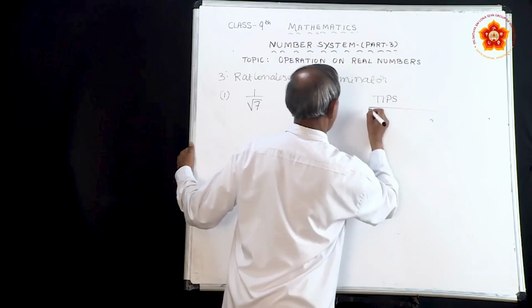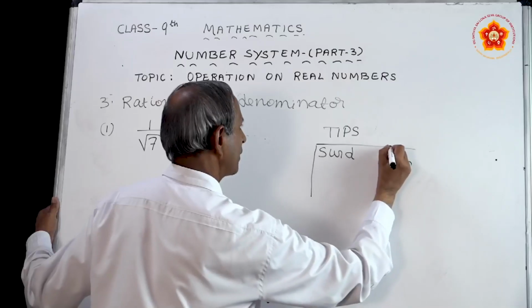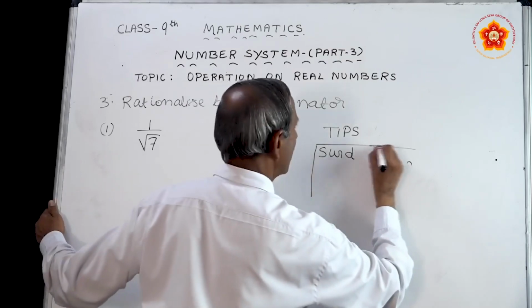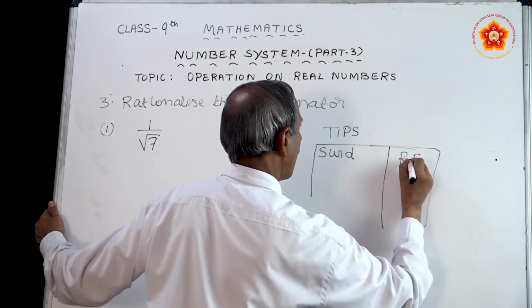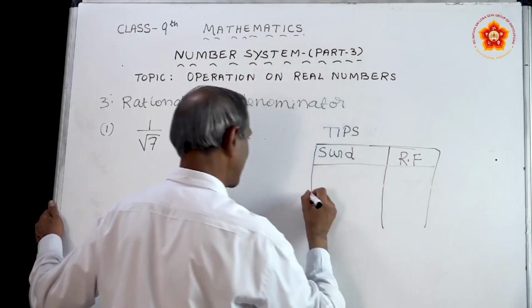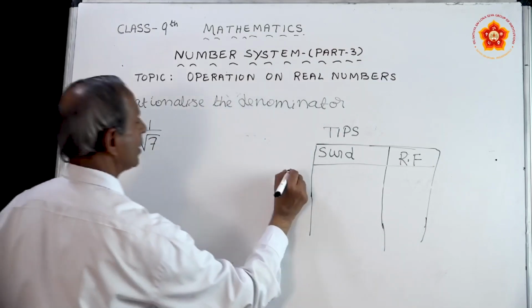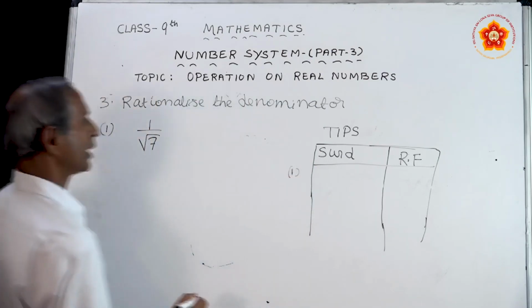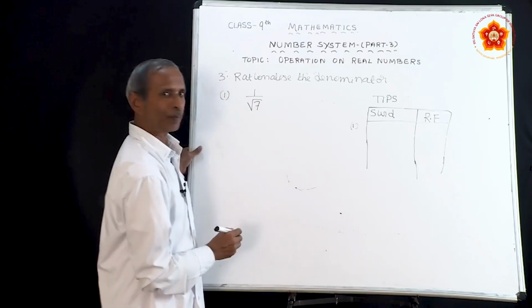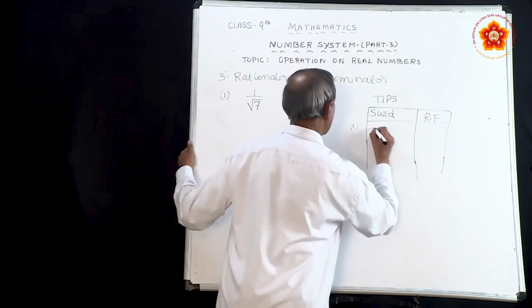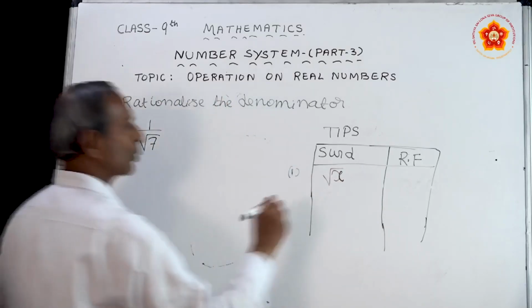Now, this is a surd. An irrational number is also called a surd. RF I have written as a short form for rationalizing factor. For example, in the given problem, if the denominator is an irrational number, for example root x, then its rationalizing factor is also square root of x only.